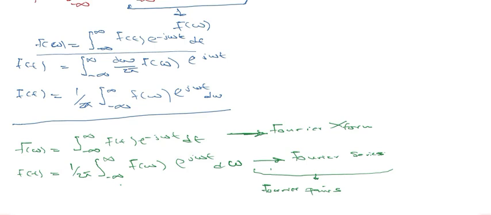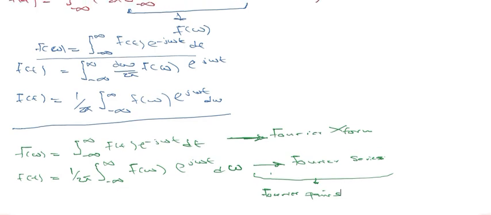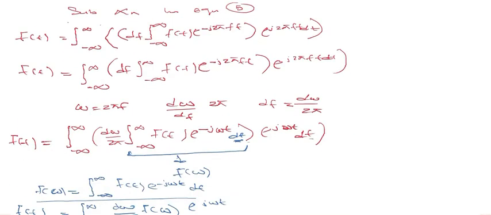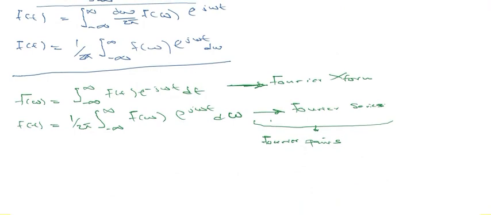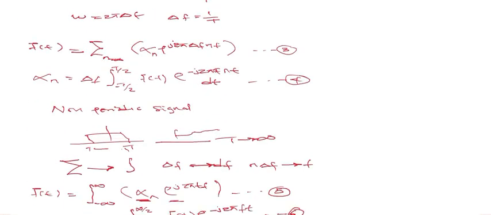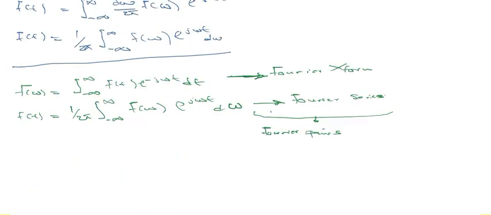So we've come to the end of this tutorial. We were asked to derive an expression that we can use to analyze functions. These are the two equations that can be used to analyze any function you are given, using the Fourier transform or Fourier series. You can move from the frequency domain to the time domain with this equation. We also name them the Fourier transform and Fourier series.